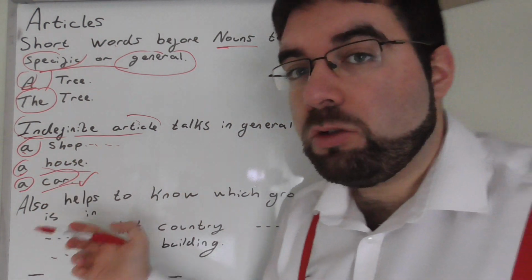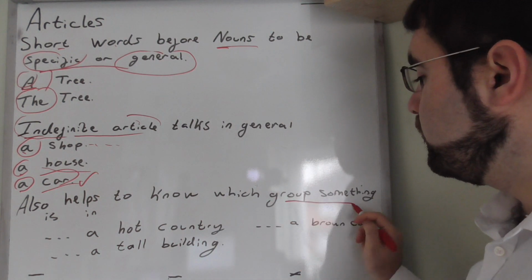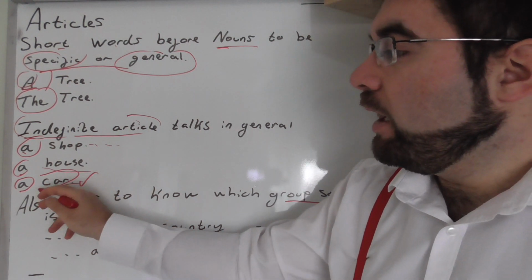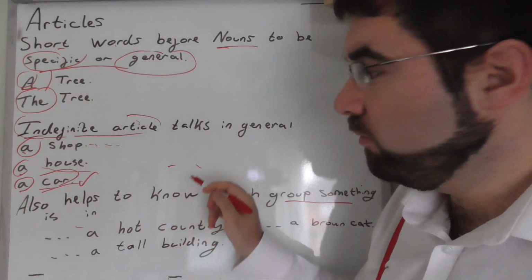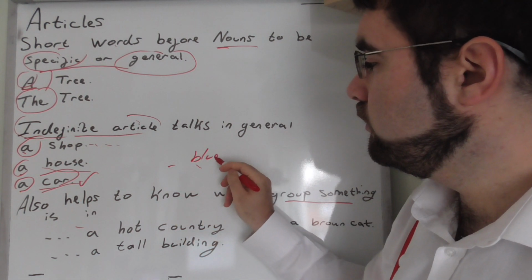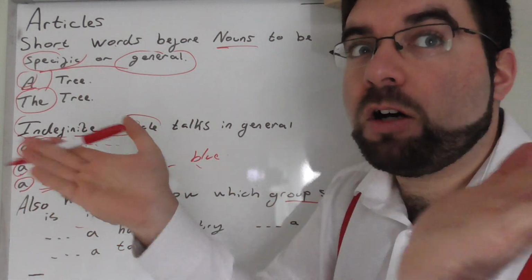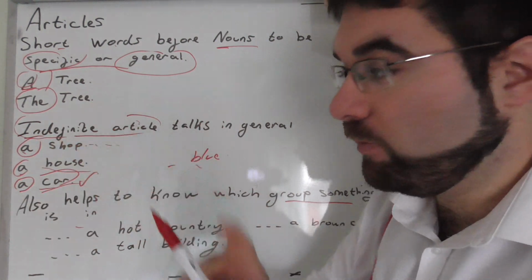But we can also use the indefinite article to know which specific group something is in. So we can say a car. We then say a blue car. I'm looking for a blue car. Well, there's cars. Ah, the blue cars are over there. So which blue car? Which one?